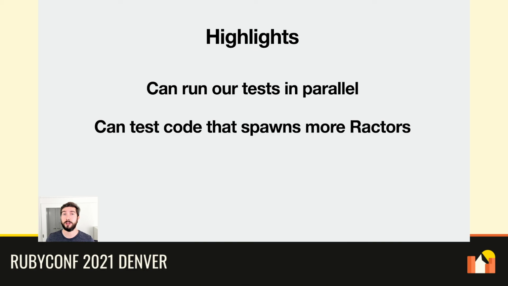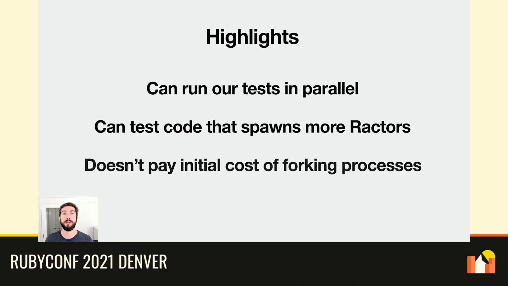It can also test code that spawns even more Ractors, so if we're testing an application that creates even more Ractors, it does not matter, it works without any modifications thanks to the actor pattern. And finally, it doesn't pay the initial cost of forking processes, so perhaps for short-lived programs or for small test suites, Ractors may actually outperform processes.